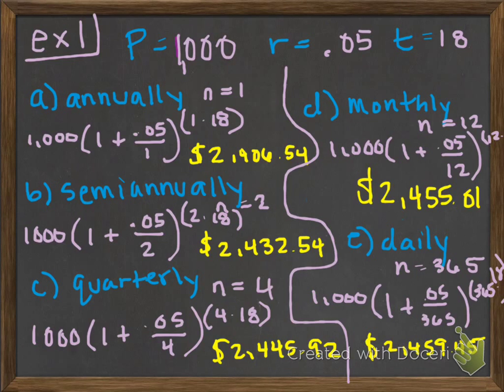Notice, looking at all these answers, you started with the same amount of money, the same interest, and the same amount of time. What really affects your answer is the number of times your interest is compounded. So the daily situation would be the best. You made the most money with that.